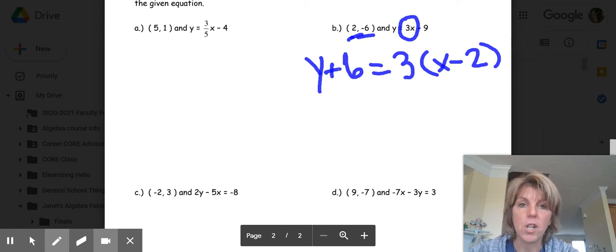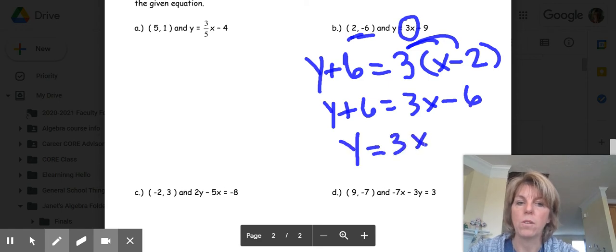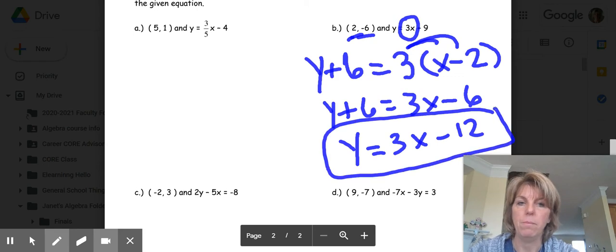From there, I need to change it to slope intercept form. So I'm going to distribute and get y plus 6 equals 3x minus 6. Then I'll subtract 6 from both sides and get y equals 3x minus 12. And there we have it. Notice that the slope is the same between both of them. And those two lines, when I graph them, are going to be parallel.